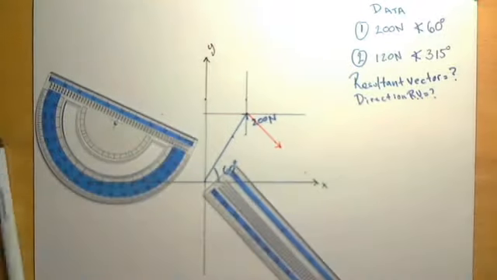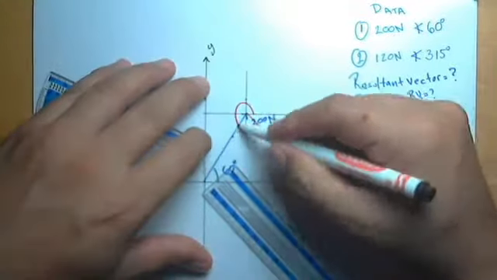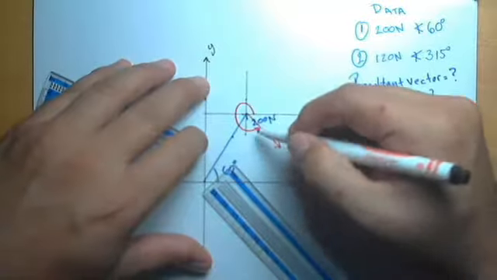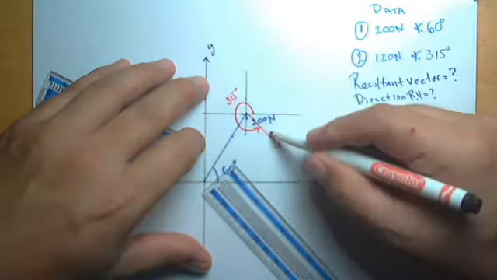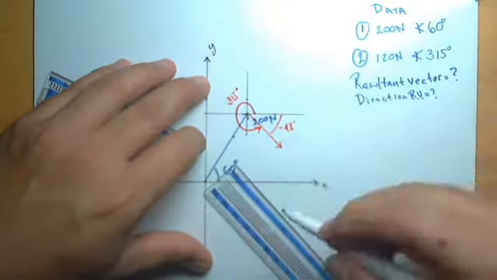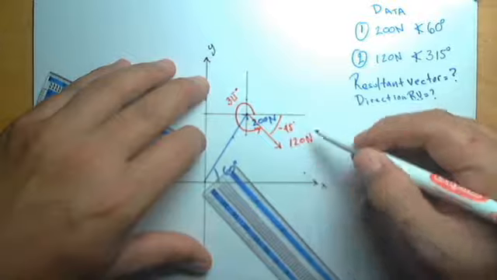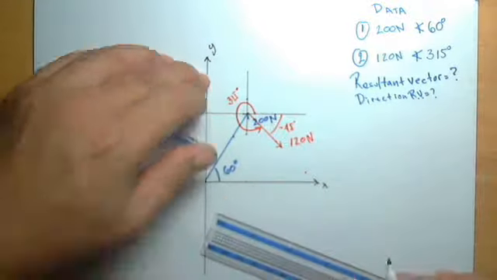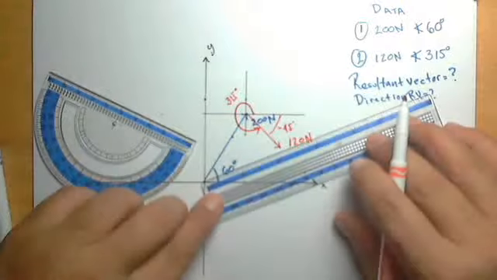So that would be the vector is going to be here, the angle, and that angle is going to be 315. Or if you want to take this angle, this is negative 45 degrees. And this is 120 newtons, which is the magnitude. Now, how do we do the resultant? Simple. Here we go. We start.